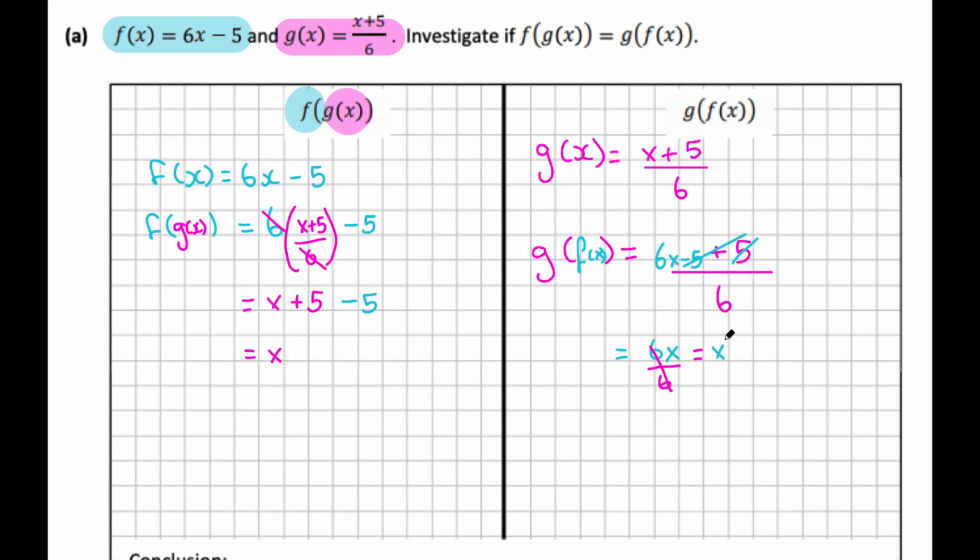So were those two equal to each other? They are. So subbing f of x into g and g of x into f, in this scenario, it did work out. And you might see why if you look closer at the question.